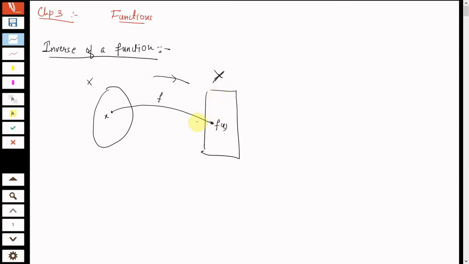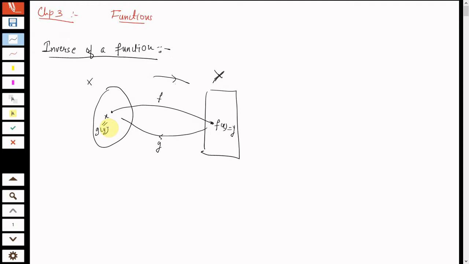Now, the inverse of this function is basically reversing the process. So if this is, say, y, can we have a function which goes from the codomain of f to the domain X, that is, from Y to X, such that it takes y to x? Say that function is g, then it takes y through g to x. So this g of y should be x. That is called reversing the process.